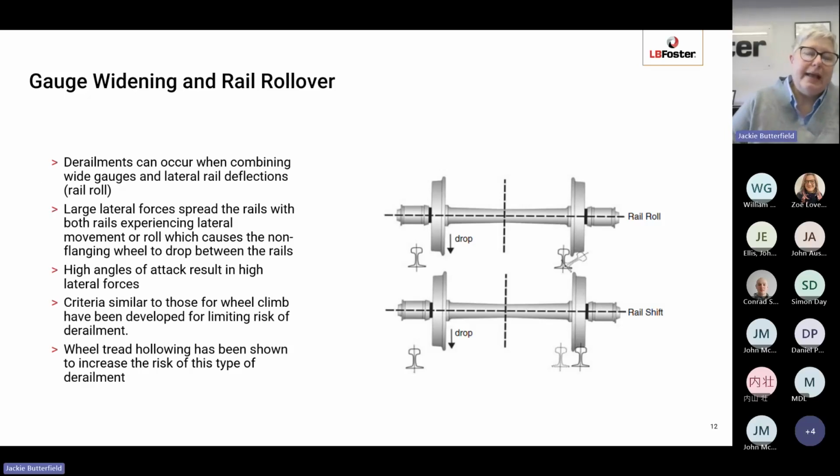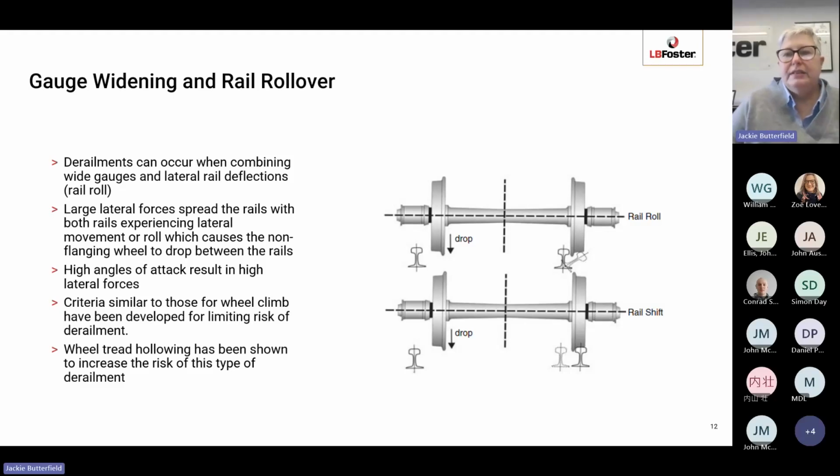So moving on to the second mechanism of vehicle derailment. This is gauge widening and rail rollover. Derailments can occur with wide gauges and lateral rail deflections known as rail rollover. High lateral forces generate track spreading forces, which then lead to lateral movement or roll of the rails, which is shown in the images on the right.